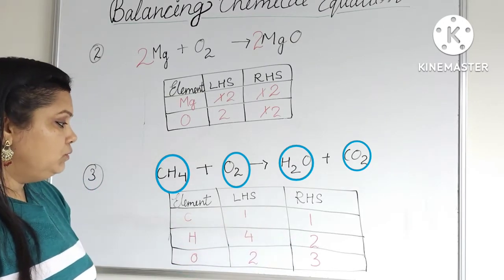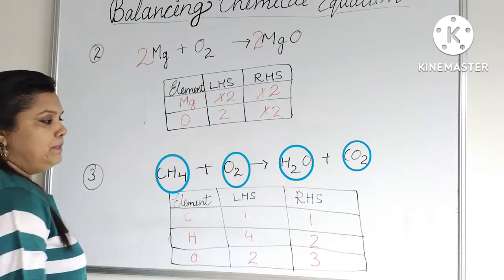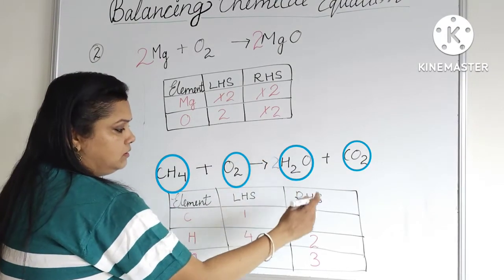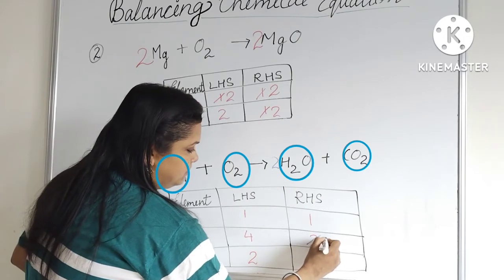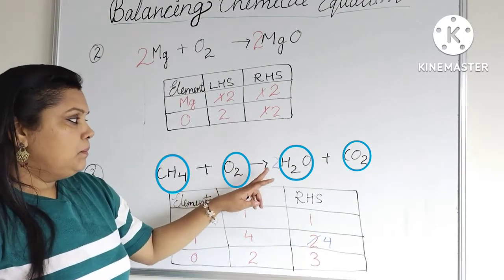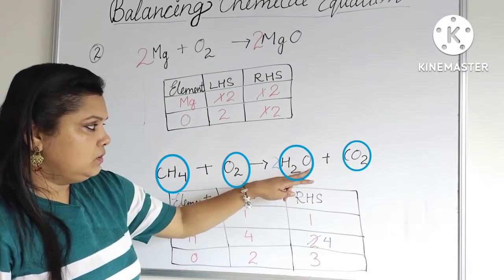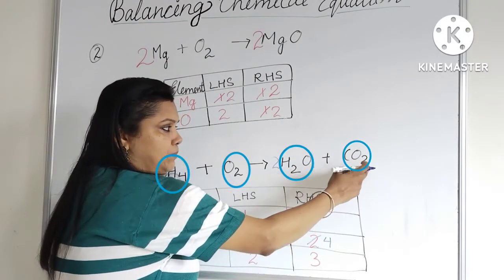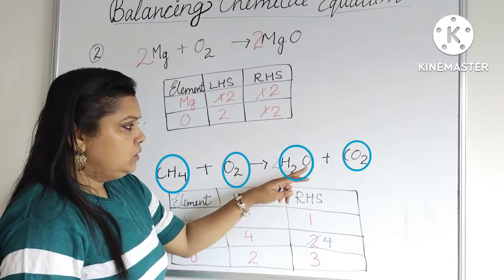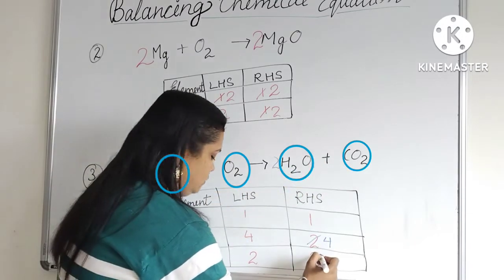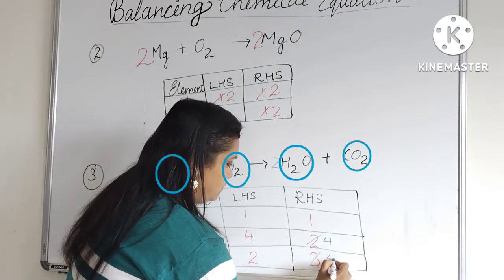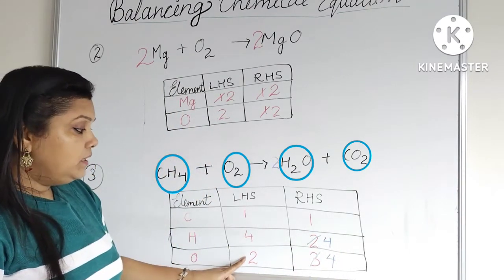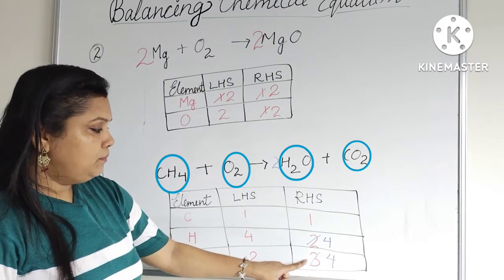So what we are going to do is we are going to multiply this with 2 so that it will become 4. So we will write 4 here. But don't forget to change oxygen also. Earlier it was 1 here and 2 here, that means 3. But now it is 2 plus 2, 4. So we will write here 4. Now oxygen is 2 in the reactant side but 4 in the product side.